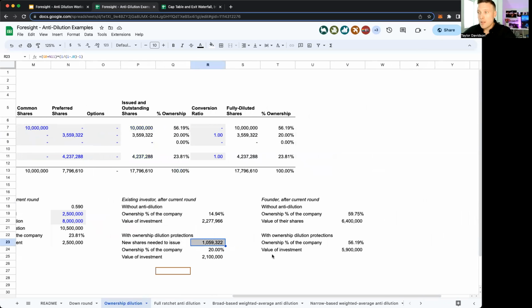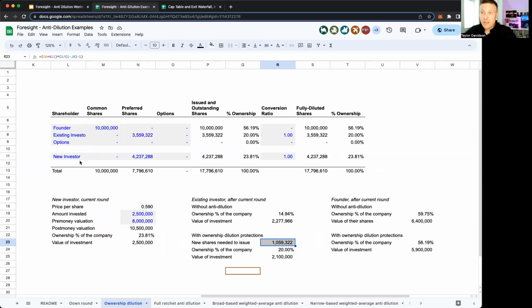So in this case, if we do the adjustment for them, we're issuing the new shares as part of the round. The new shares being issued to them are included in the calculation of price per share for the new investor. So this price per share includes the new shares that are issued. And so at the end of the day, the new investor still buys their 23.8%. Their investment's still worth $2.5 million. But for the existing investor, the extra shares enable them to still maintain their 20% ownership.